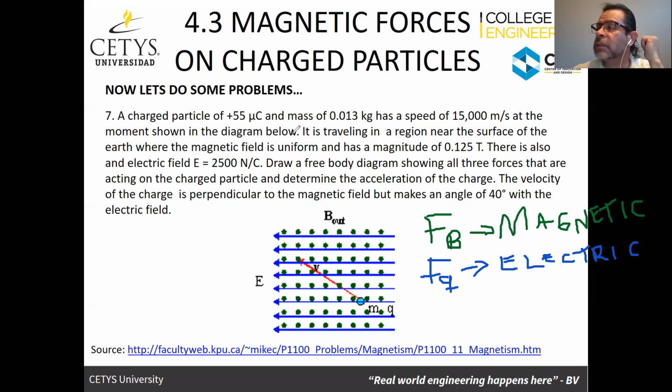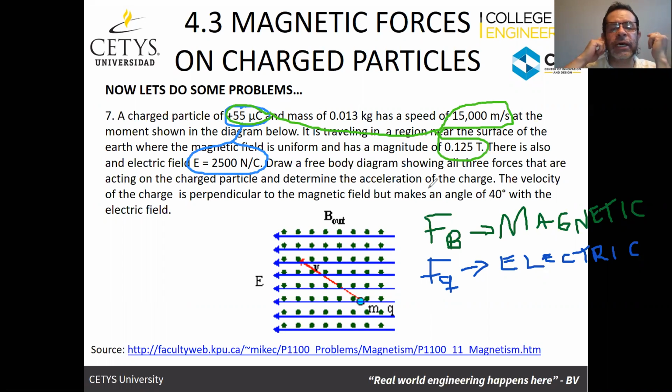Could you say that again, Omar, please? The charge of the particle? Well, that has to do with the electric force. So I'm just going to color code this. The charge and the electrical field are the electric force. And the charge and the speed and the magnetic field, that's the magnetic force.